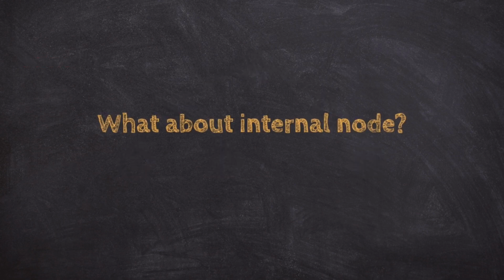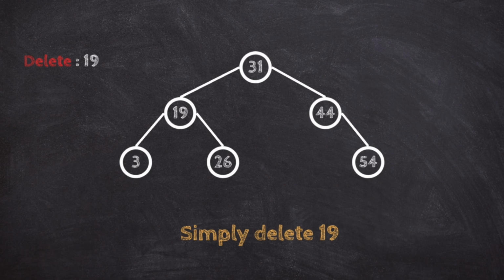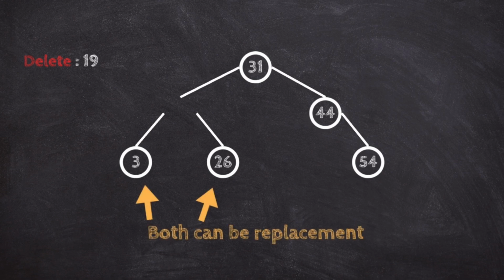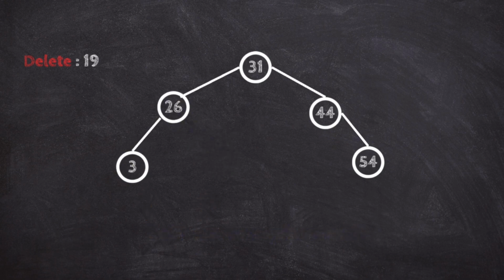Now what about an internal node? Let's try deleting 19. Same idea, we just remove it. But here's the key point. Which node will replace it? Actually, both the in-order predecessor and successor can be used, but I picked 26 because I've got 26 vibes today. After replacing it, the tree should look like this.